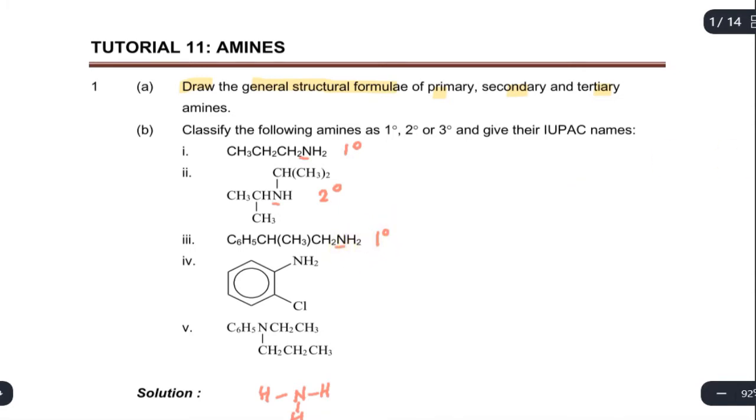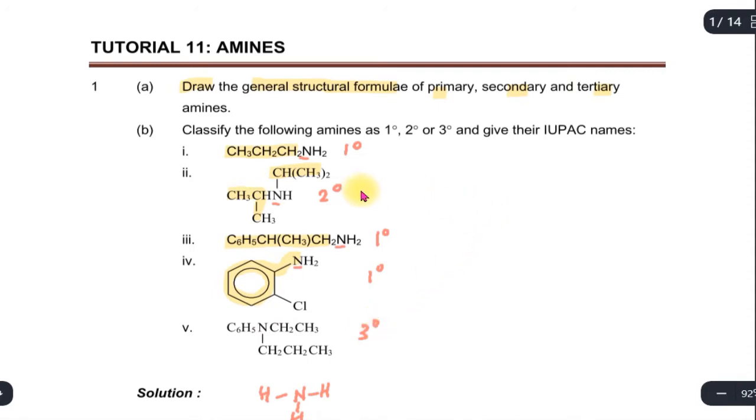There is one alkyl group here. For this one there are 2 alkyl groups, that's why it's secondary. And for this one, it is attached with a big alkyl group. But I can also identify based on the number of hydrogen atoms, because as I said just now, nitrogen has 3 bonds. Since it is attached with one alkyl group and there are another 2 hydrogens, this is a primary amine. For this one, there is no hydrogen, so this is a tertiary amine.